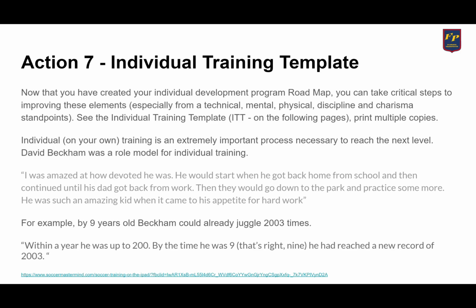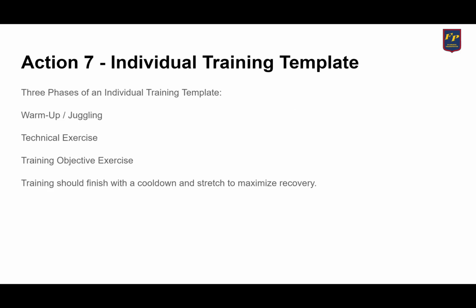By the time David Beckham was 9 years old, that's right, 9, he had a record for juggling of 2003, right? So that's what you can see. I even put a little article for you so you can read about it. But that's what David Beckham did that helped him reach the level of being a world-class player. It's that passion for work.